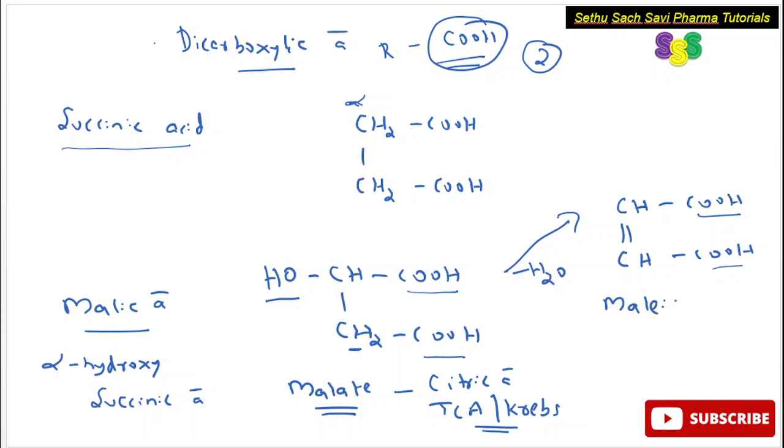maleic acid or fumaric acid. So this could be either maleic acid or fumaric acid. Now what is the difference? I will let you know now. So this is the structure of either maleic acid or fumaric acid. There is a double bond between these two carbons, whereas in succinic acid there is no double bond. It is a saturated compound. The unsaturated form is called maleic acid or fumaric acid.